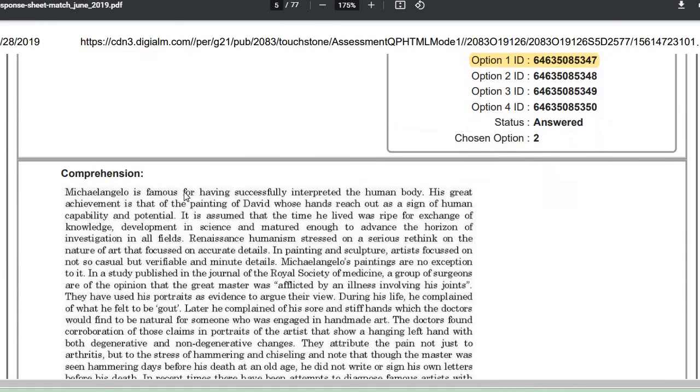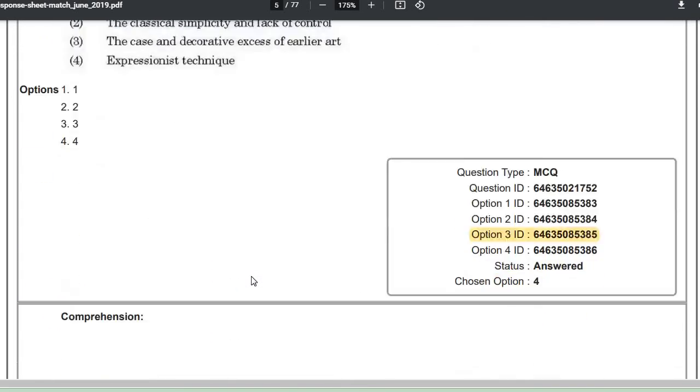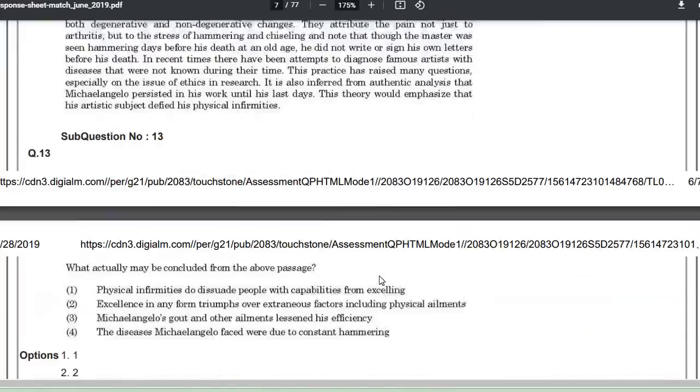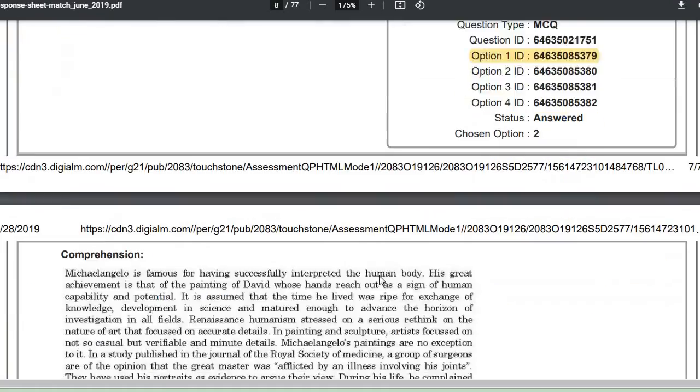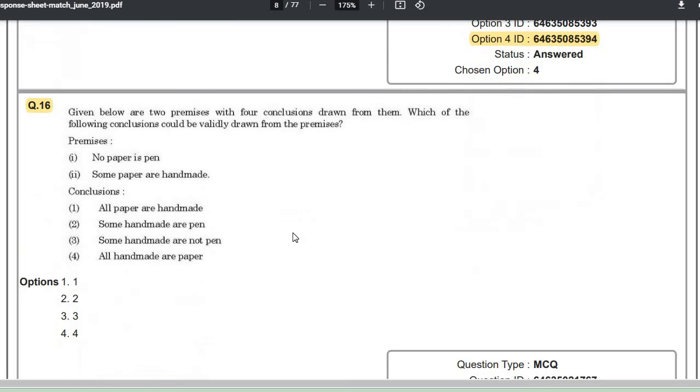Okay, and the next one is the comprehension. You can directly read the entire comprehension and you can answer this comprehension. Okay, so comprehension I am not answering here. Later I will give one example comprehension and I will answer that. You can keenly read the comprehension and write the answer directly. Okay, now coming to the question number 16. Okay. Given below are two premises with four conclusions drawn from them.